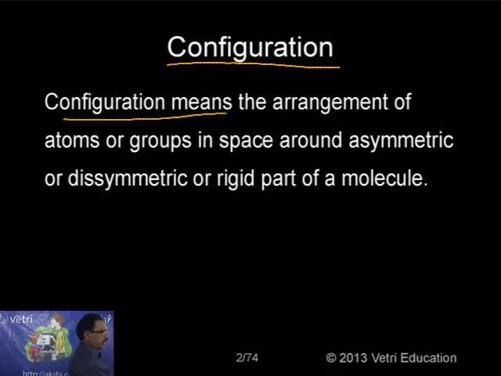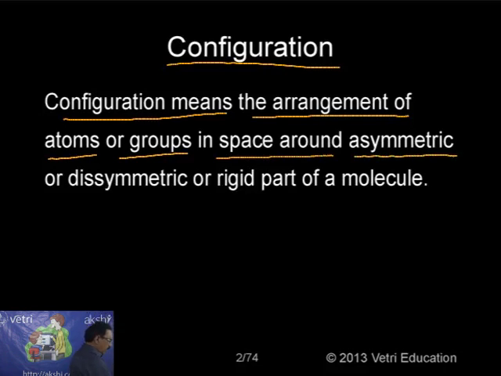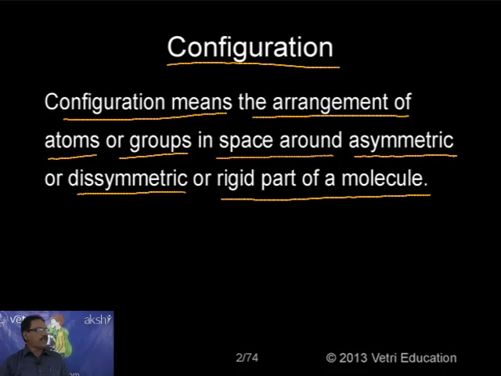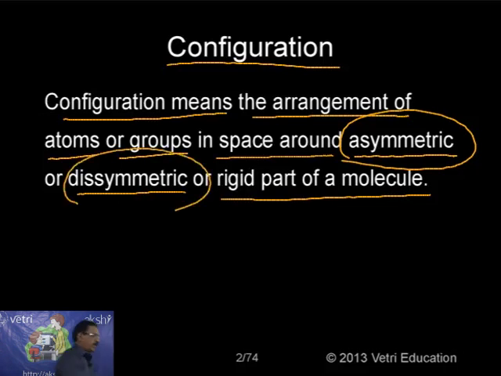Configuration means the arrangement of atoms or groups in space around asymmetric or dissymmetric or a rigid part of a molecule. This is the correct definition for configuration. Let me repeat again. Configuration means the arrangement of atoms or groups in space around an asymmetric, optically active compound. Again, asymmetric, that is dissymmetric, optically active, but it's not due to asymmetry. Then any rigid part of a molecule, it may not be asymmetric. So, this we will call configuration.